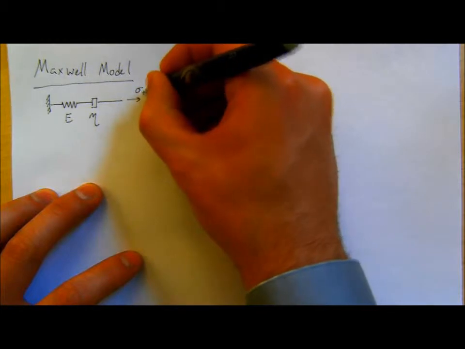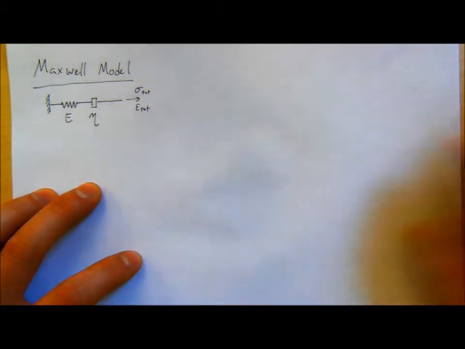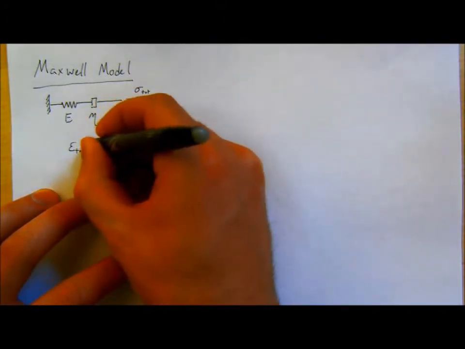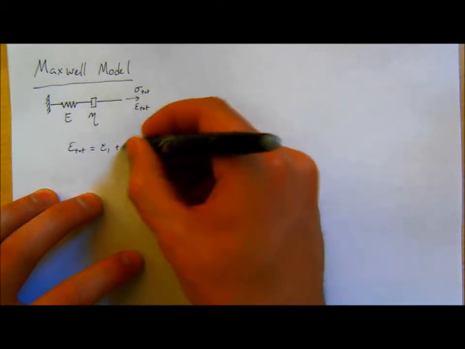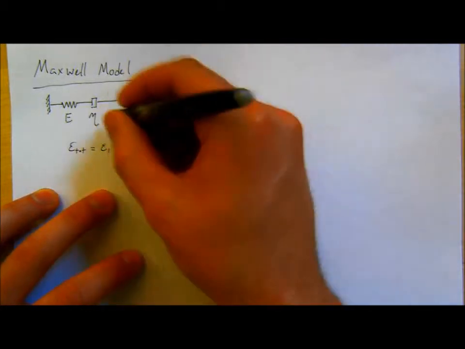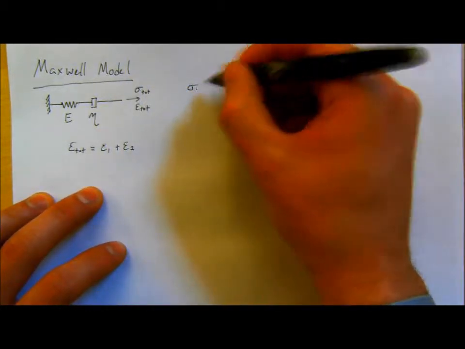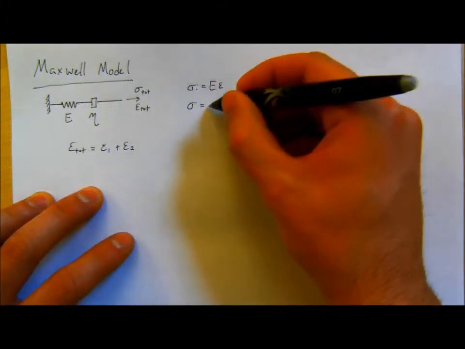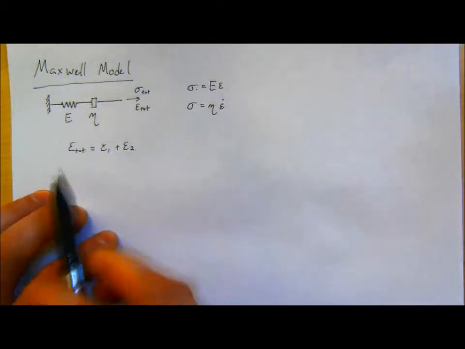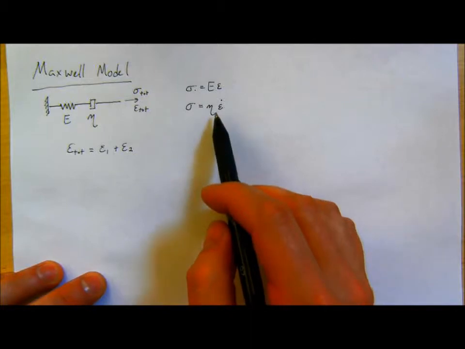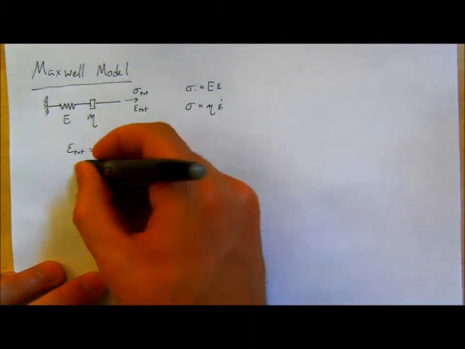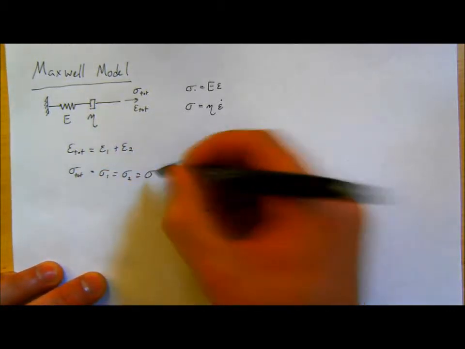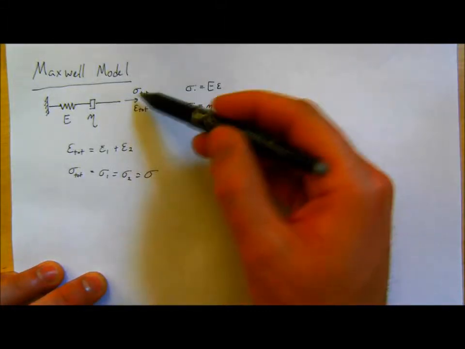Now I know the strain total is equal to epsilon 1 plus epsilon 2, and I know for a spring, sigma is equal to E epsilon, and for a dashpot, sigma is equal to eta epsilon dot. So there's a problem there. I have how the stress relates to a strain rate. I know my stress total is equal to stress in 1, equal to stress 2, which I'm just going to call some stress. But I don't know how to combine this just based on this equation alone.